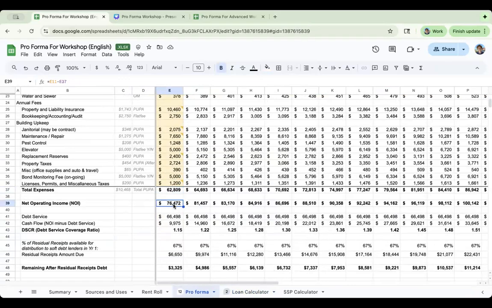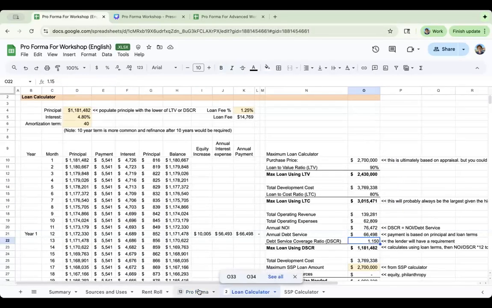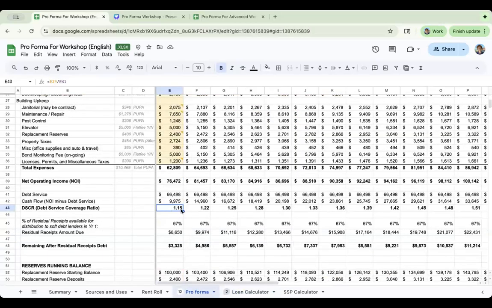Makes sense. We're like 140 minus 62, we get 76. That's awesome. And so then now we've got that debt payment, and then what's left over is $10,000. But you know what? That's okay because it makes sense. This is 1.15 because that's what we put right here. But our DSCR is 1.15.